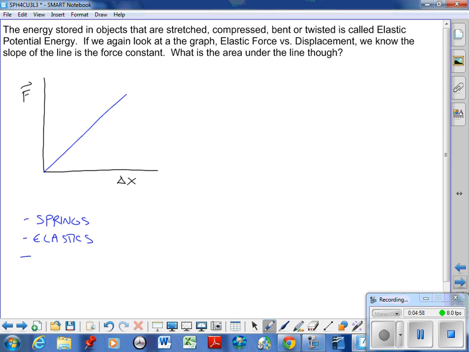So we talked about how the slope of that line is the spring constant. We've already taken care of that. So m equals our k value, which is the spring constant.